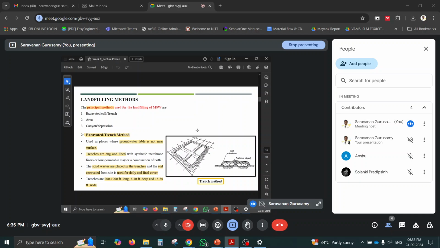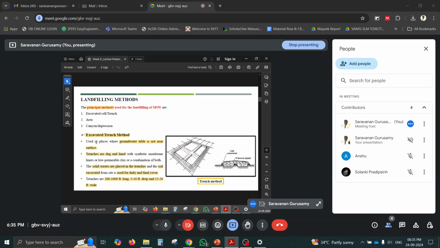So this is differentiated into three principal methods. One is called the excavated cell or trench method, then the area method. The third one is the canyon or depression method. So these three methods are based on the availability of land area, and also the condition of the land. That is the condition of the site, we can say.